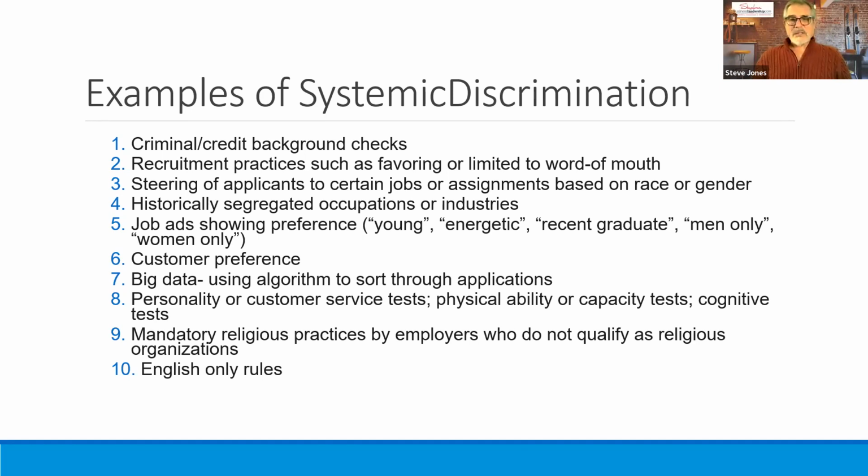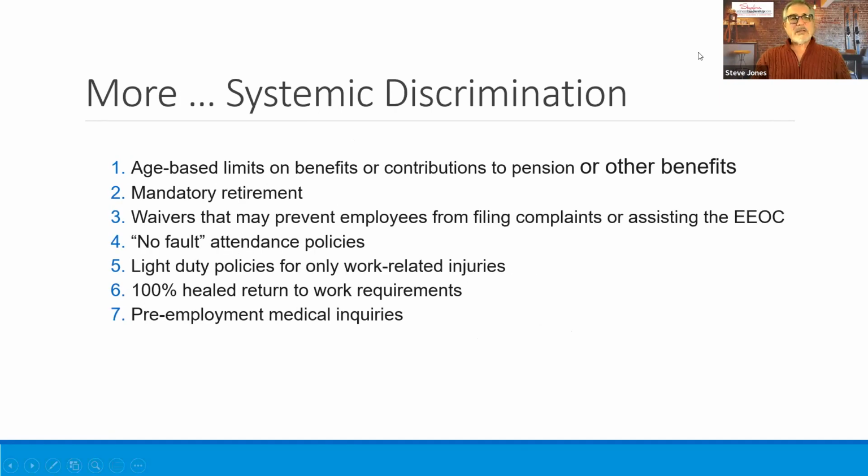Mandatory religious practices, English only rules, these are all systemic discrimination. Boy, I got more on the list. Age-based limits, for things like you can't get your benefits unless you're over a certain age or under a particular age. Now, the courts have put into place some rules about long-term disability and some other things over age 65. A lot of those things have been removed. For example, you can't force a person to retire at age 65 because that would be discriminatory.